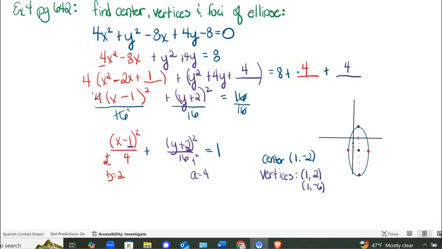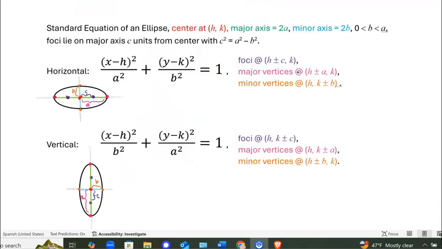Now what I need to do is find my foci. Looking back at these standard equations and the drawings, you'll see that the foci are c units from the center, either below it or above it, because I'm looking at my vertical ellipse. I'm looking at this bottom ellipse, and I see that my foci are c units above my center and c units below my center. So we have to figure out what c is.